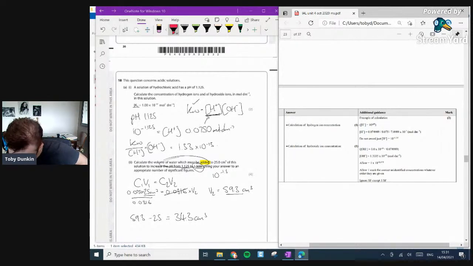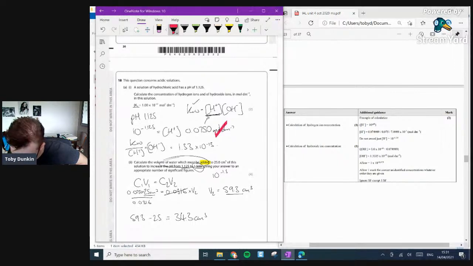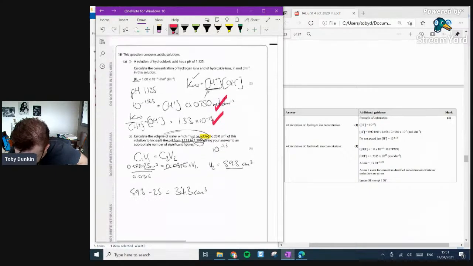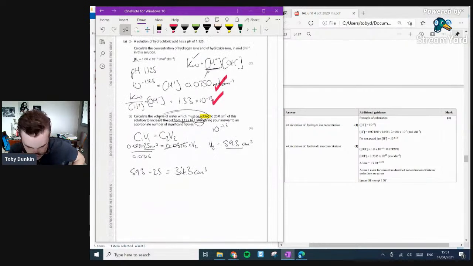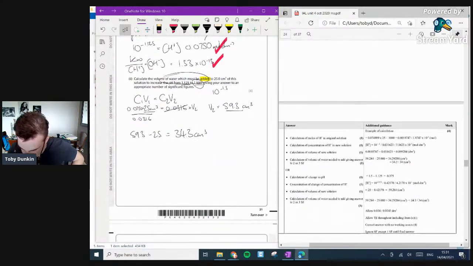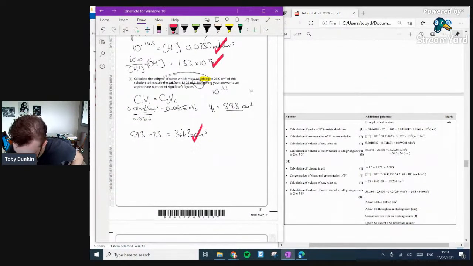Concentration equals 0.075. Yeah, and then the next one is 1.33 times 10 to the minus 13. I didn't use my units there, should have put units, but still. Next one, 34.3. Like it, 4 marks too. Boom.